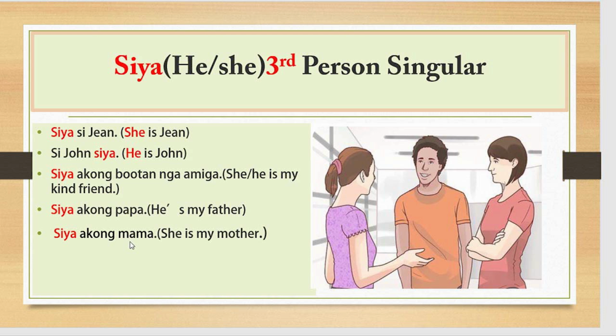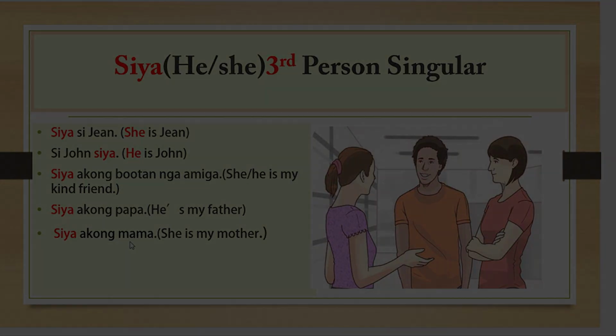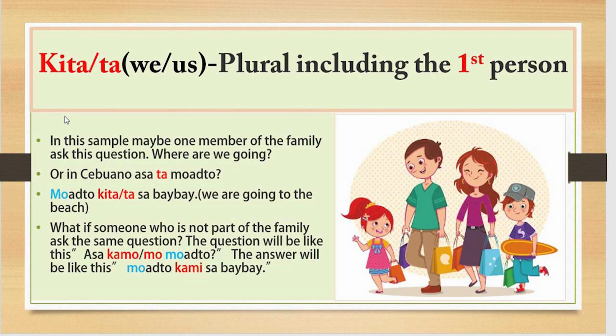Okay, barkada. Next, siya akong papa. He's my father. Siya akong mama. She's my mother. So, okay. Akong here is, this is a possessive pronoun. Okay, so we will talk about that on the next lesson. Next, we move on to plural form. First is the kita or ta, we or us. This is the first version of we. Okay, so in this example, you can see the picture.